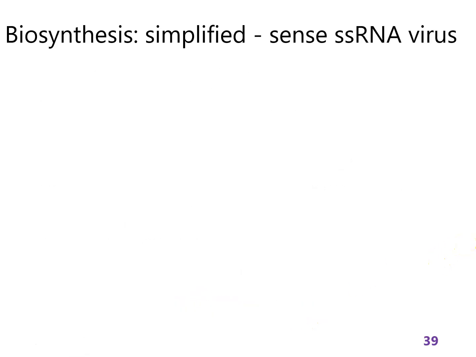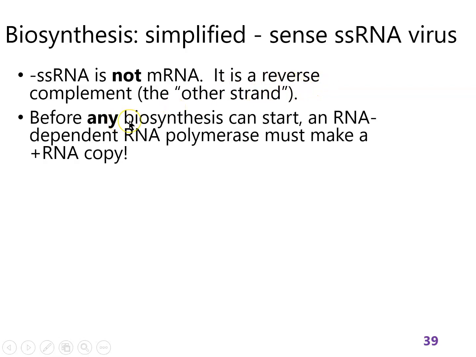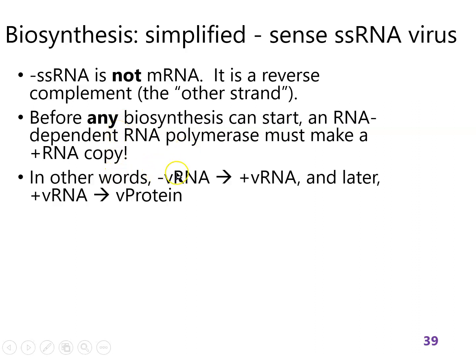So where things get complicated are for negative sense single-stranded RNA viruses, because their genomes are not messenger RNA. They are the reverse complement of messenger RNA. So they can't be translated. They don't mean anything to a ribosome. So before any biosynthesis can happen, they need to somehow make a positive sense RNA copy. In other words, they have to do what I was just drawing out for you. They have to take one strand and make a complementary strand. And that complementary strand is what will be translated.